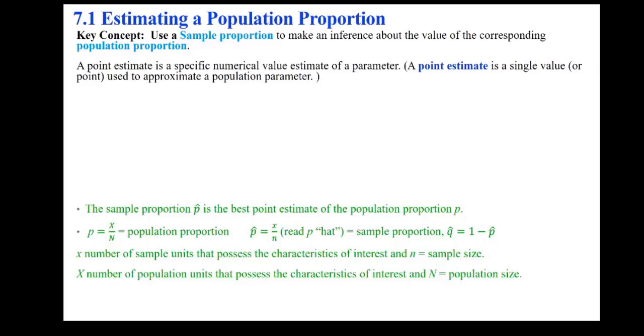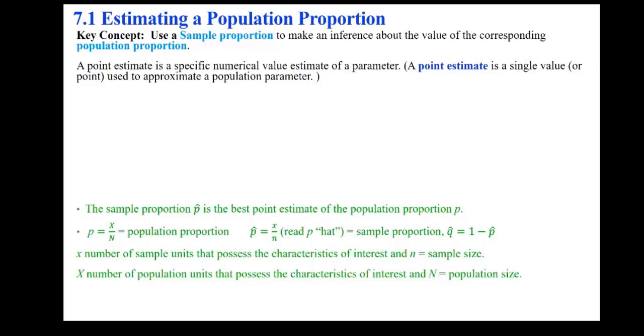P is equal to X over N, which is the population proportion. P hat is equal to X over little n, which is the sample proportion. Q hat is equal to 1 minus P hat. X is the number of sample units that possess the characteristics of interest, and n is equal to sample size. X is the number of population units that possess the characteristics of interest, and N is equal to population size.